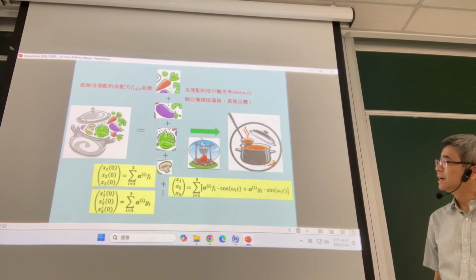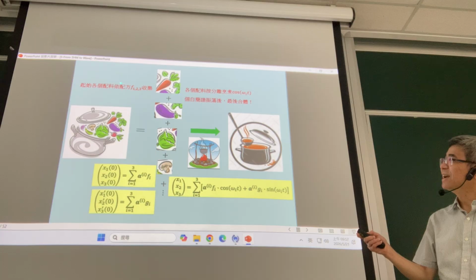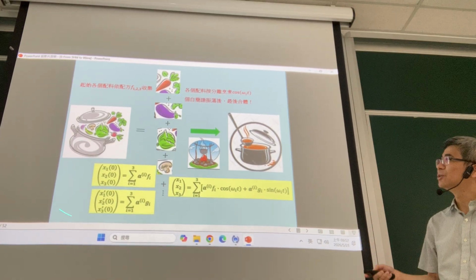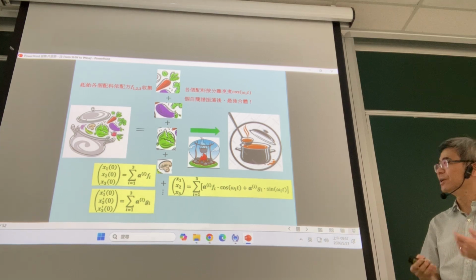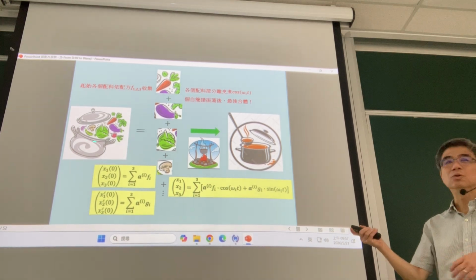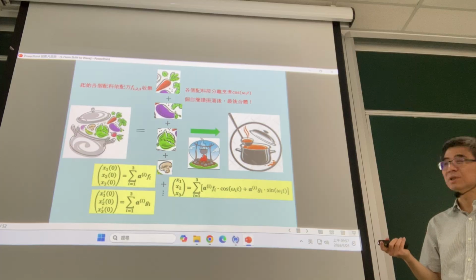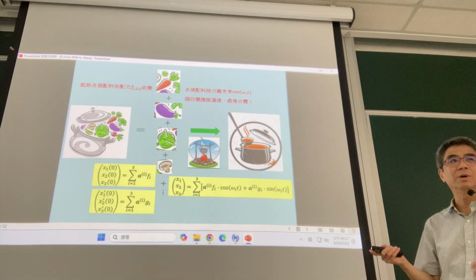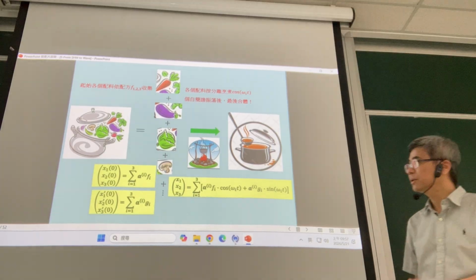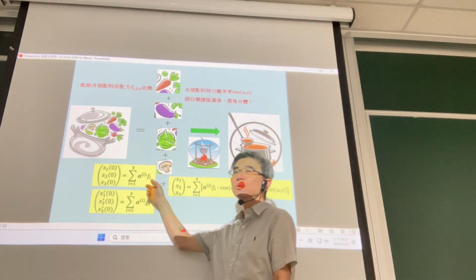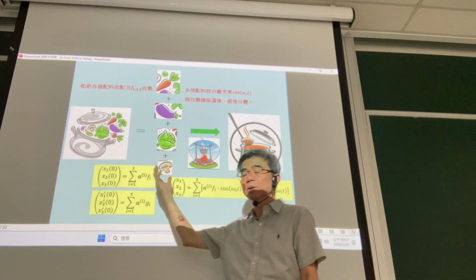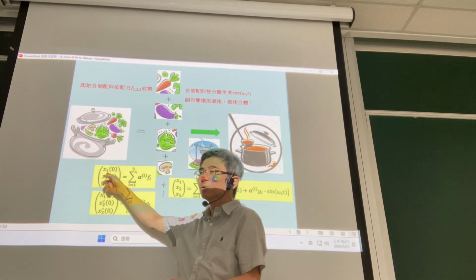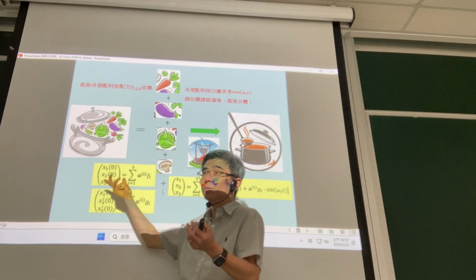I'll take an analogy: F1, F2, and F3, and G1, G2, and G3 are the initial recipe, just like you put everything together into a pot to cook it. You have to tell me how many carrots you want to put in, how many tomatoes you want to put in. Those numbers are the initial F1, F2, and F3. That's the initial recipe, and it will be determined by your initial condition. You have to tell me the recipe.